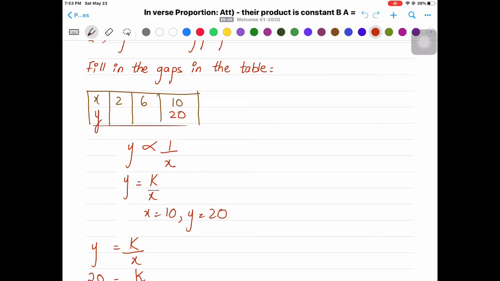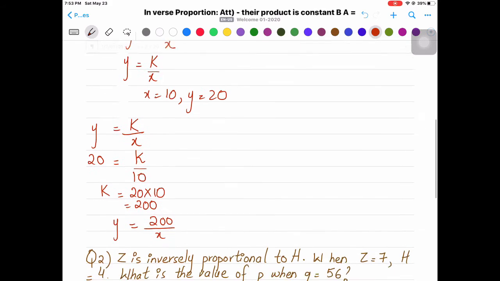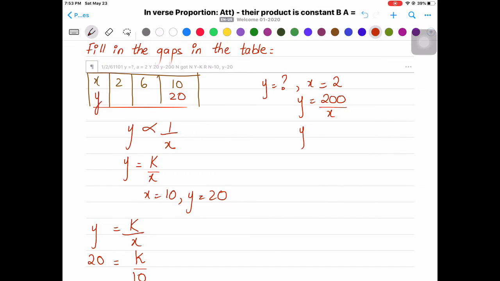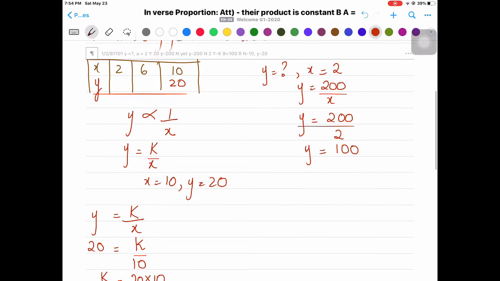So we have to find y when the value of x is equal to 2. Let's do it. Let's write the general equation first. Y equals 200 divided by x. Now y is the unknown. We'll equate that to 200 divided by, replace it by the value of x, which is 2. So 200 divided by 2, that will give us a value of 100. Let's try the other part now.